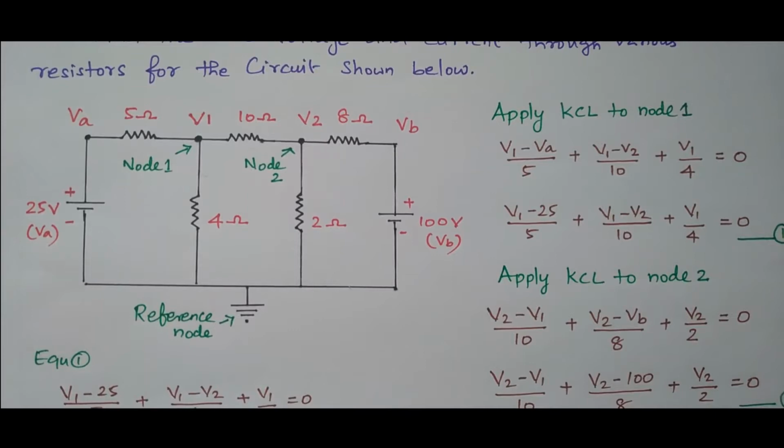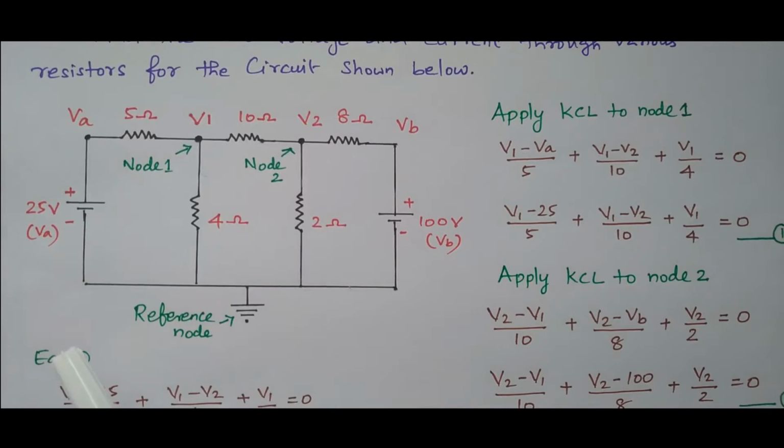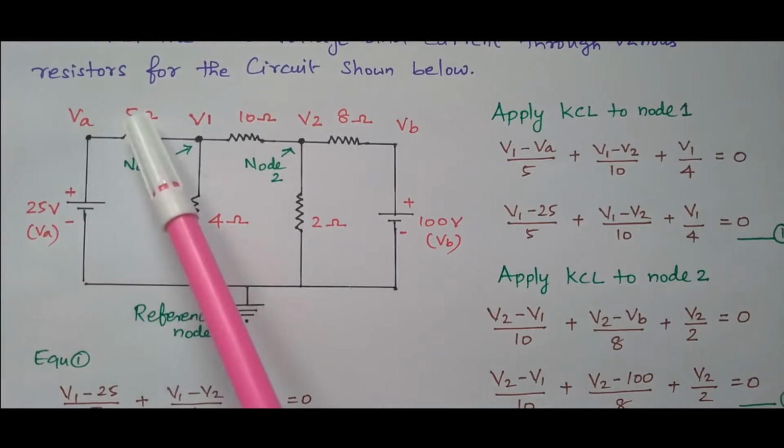Other than that, we need to find the principal nodes. So we can take this as one node. How can we assign this as a node? At this point, these three resistors are connected together. We can assign this as the second node. Here, these three resistors are connected together. So this is not a node. This is a normal point.